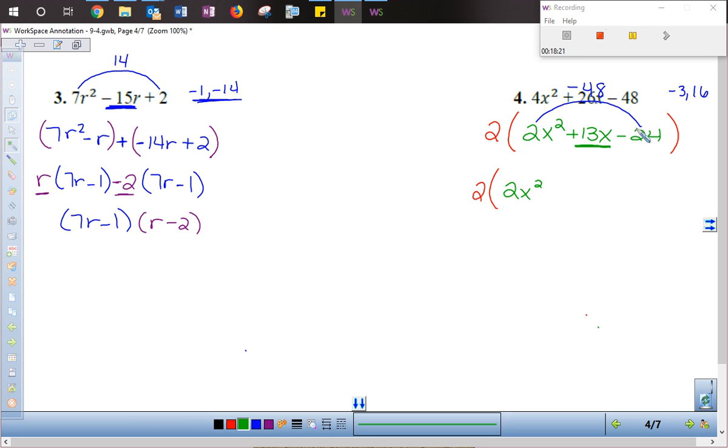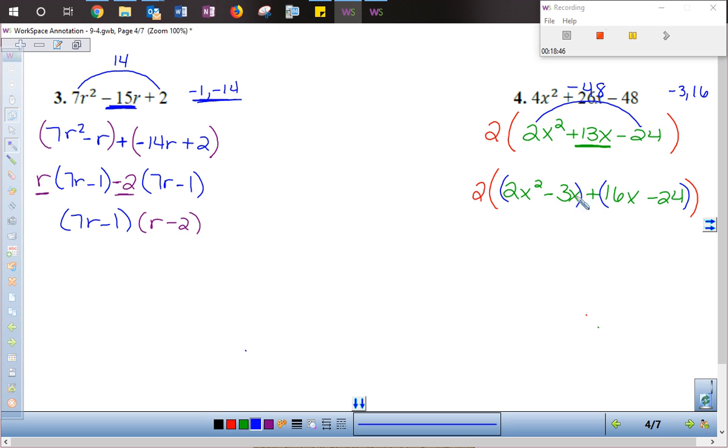And again, it doesn't matter which one goes first, but to make it easier, we want the negative one first. So minus 3x plus 16x, and then bring down my negative 24 and close my parentheses. Now, inside of my parentheses, I need to group my 2 binomials. So I want 2x squared minus 3x and 16x minus 24 with an addition sign in between.